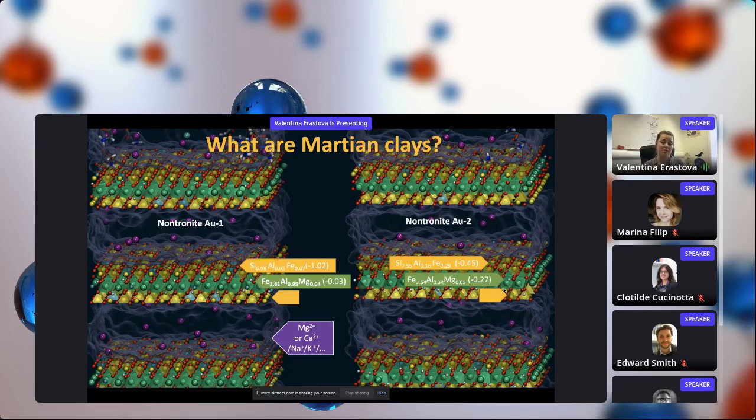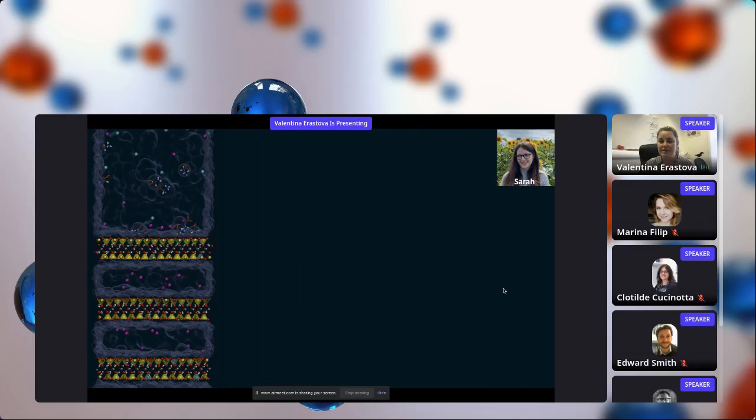So we can model this, and from our perspective of space exploration and finding some organic materials, for example, we would like to see if we can find some biomarkers well preserved within those clay layers.